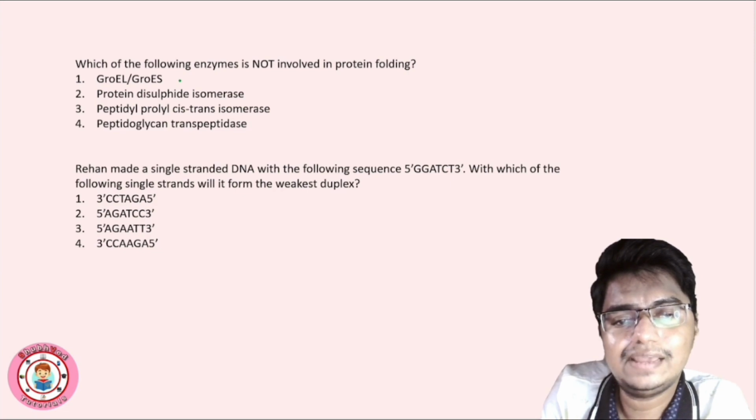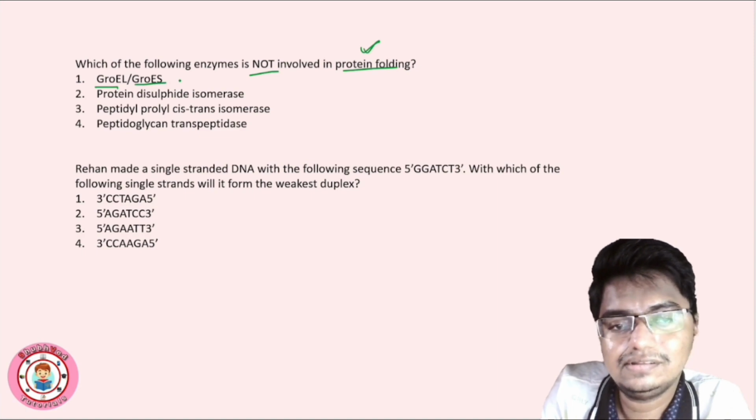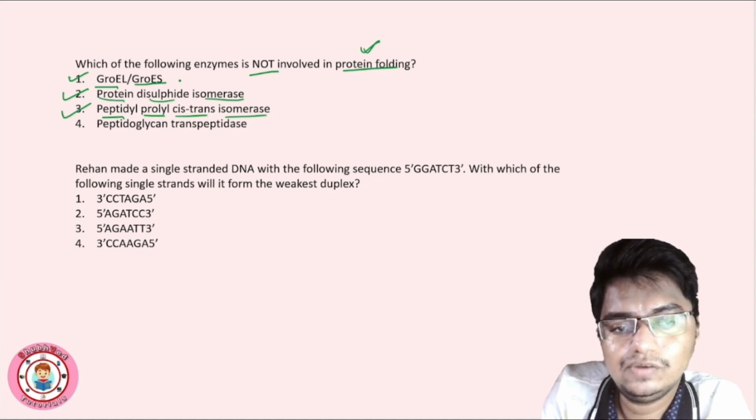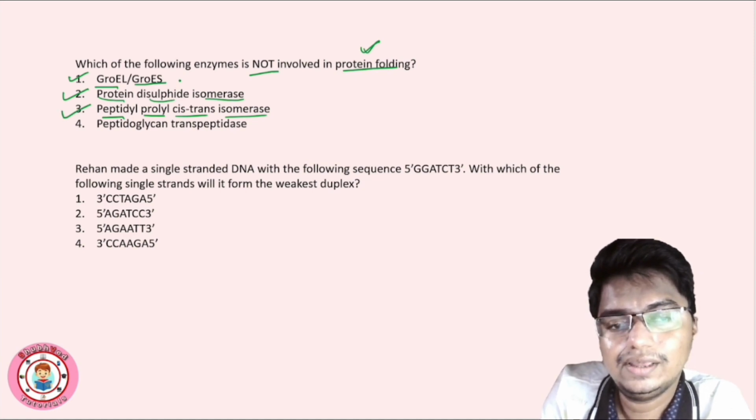Which of the following enzymes is not involved in protein folding? Protein folding, now this is the topic. Find out protein folding related information. Okay, now which enzymes are involved? From the name you can understand. See, GroEL, GroES. This is involved in protein folding. Protein disulfide isomerase. Okay, isomerase, disulfide isomerase. This is involved in protein folding. Peptidyl prolyl cis-trans isomerase. This is also involved in protein folding.